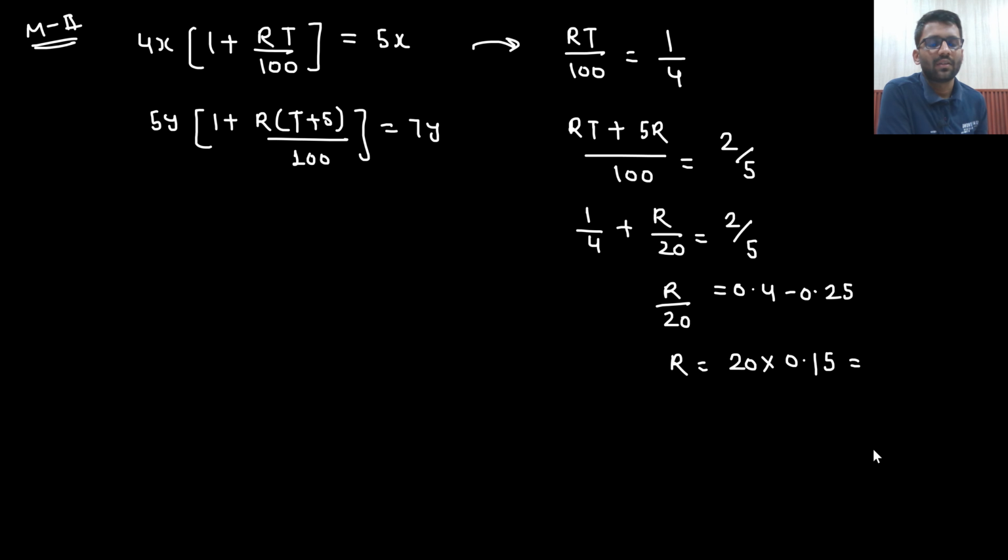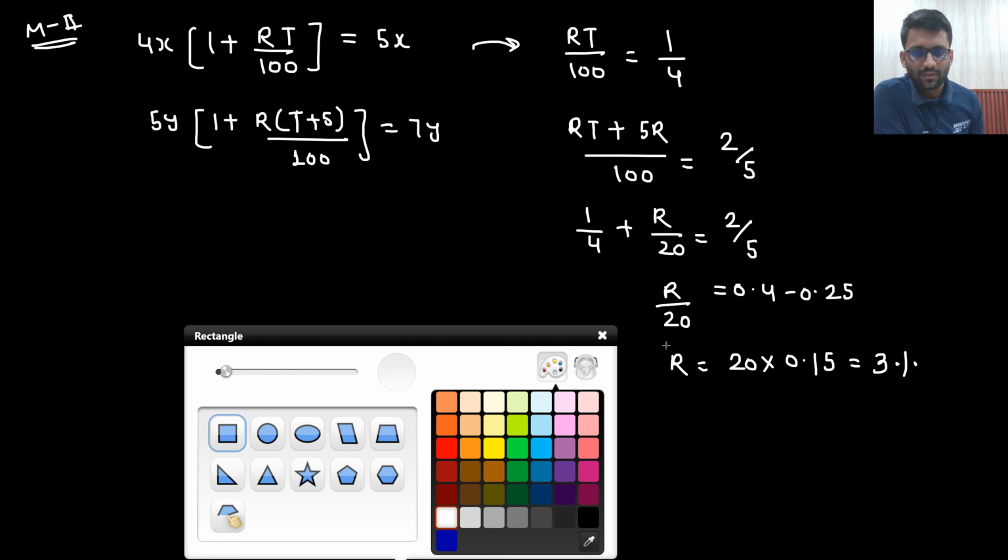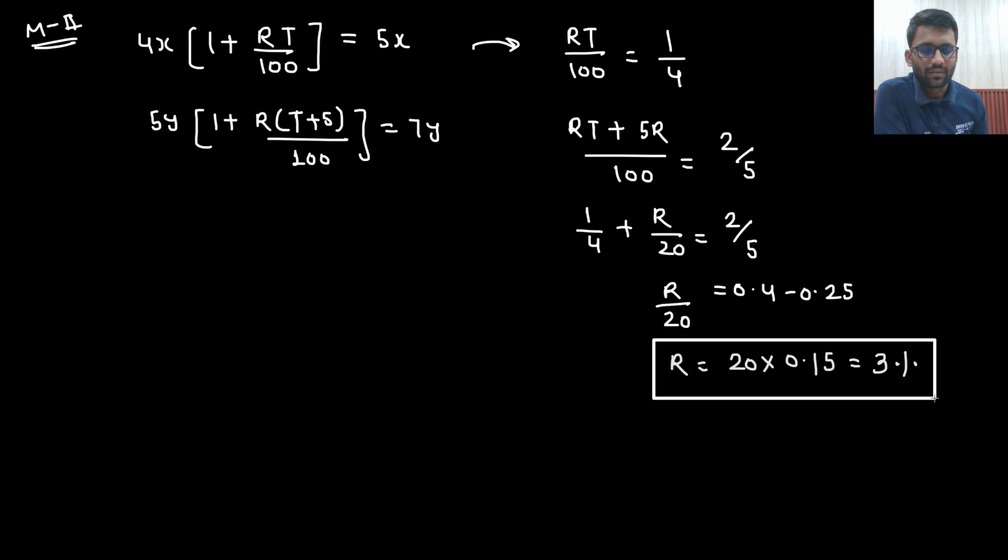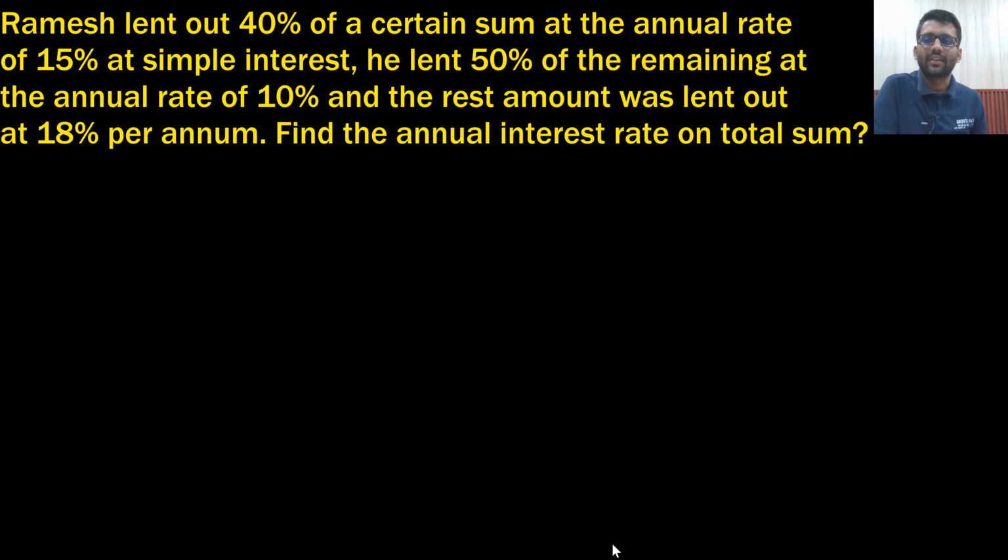That would be 3% only. 3 only you will get. 0.15 into 20, 3 only we will get. 3%. So R is 3%. That's it. Right? Well and good. By applying the equation also you would have done it. Let's see the next question.